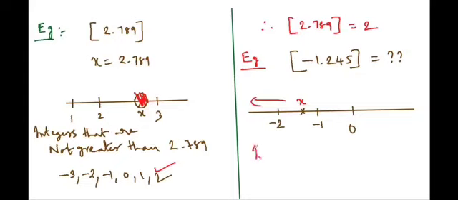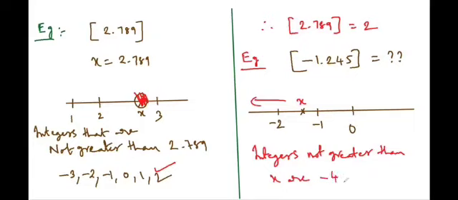So what are the integers not greater than x? They are minus 4, minus 3, minus 2, and so on. Among all these, which is the greatest one? The greatest one is nothing but minus 2. So minus 2 is our integral part of x. Therefore, step of minus 1.245 is nothing but minus 2.